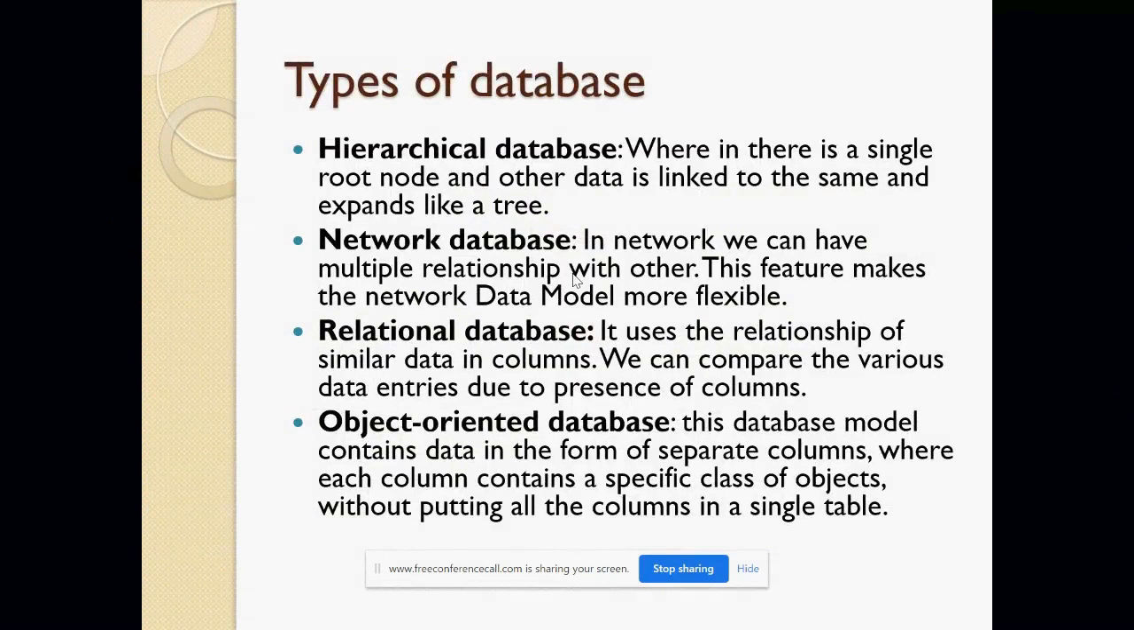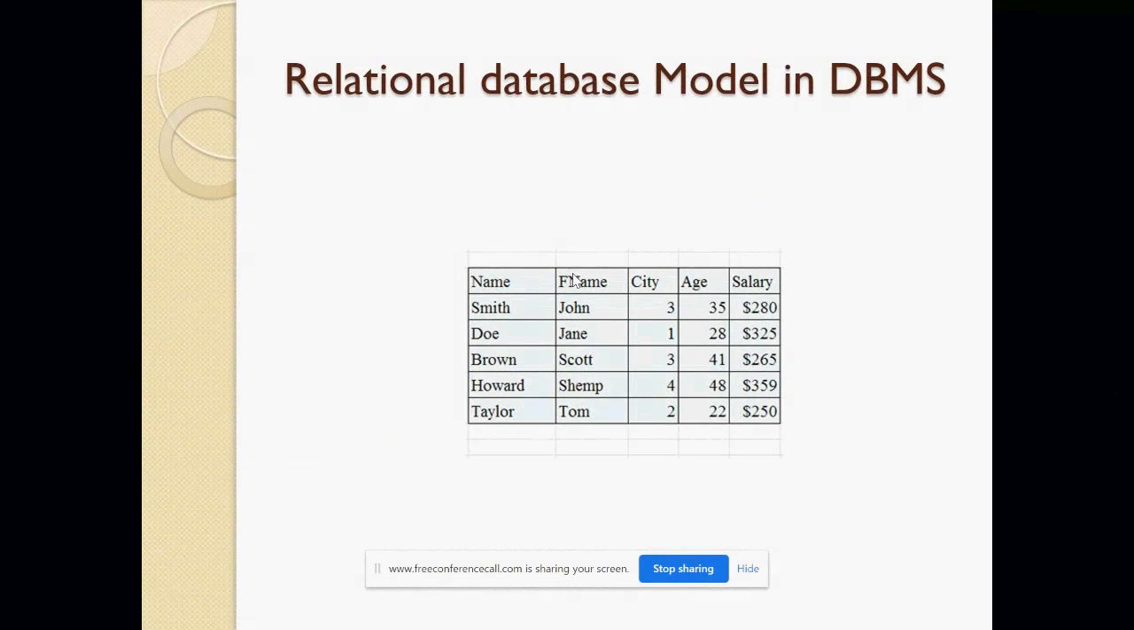Then comes the relational database. So in a relational database, what happens? It uses the relationship of similar types of data in columns, and we can compare various data entries due to the presence of columns. So we can compare also here. We can see that this is an example of the relational database model.